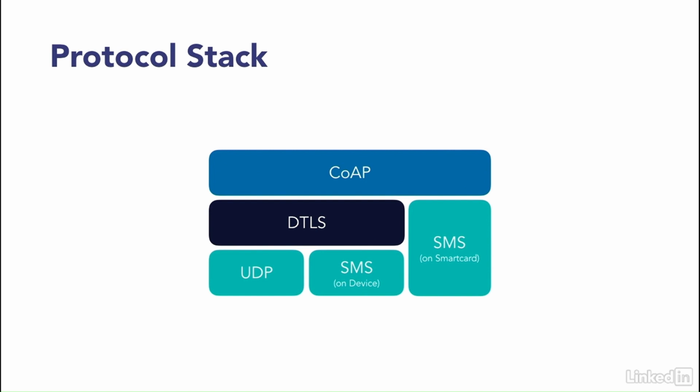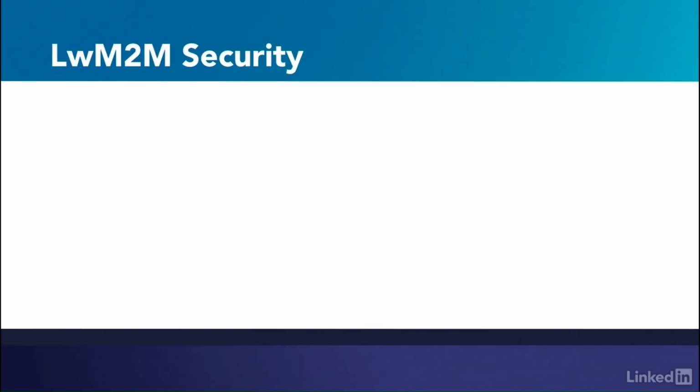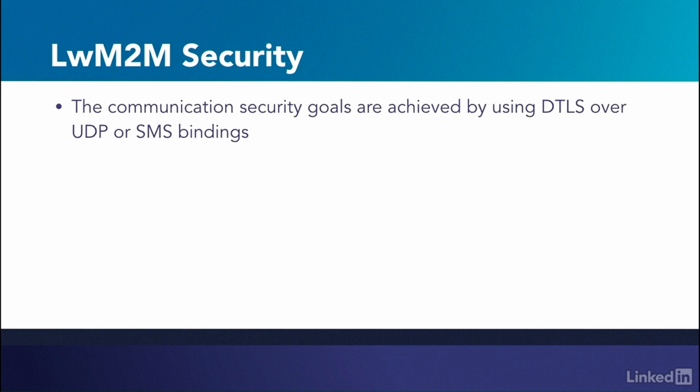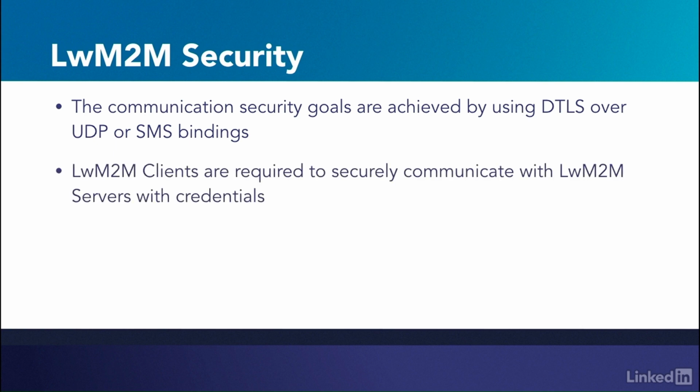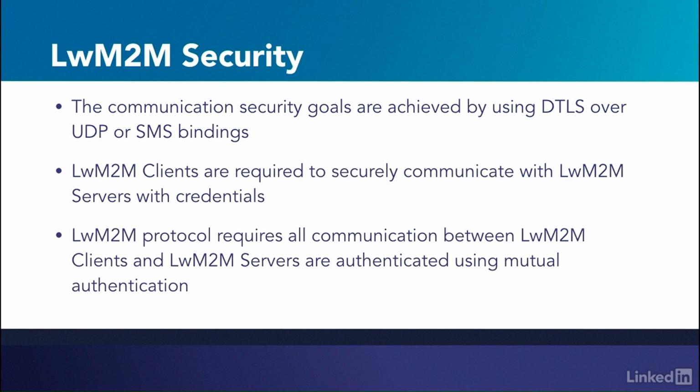In this diagram, we can see the application layer protocol CoAP uses the UDP and SMS bearers at the transport layer. The lightweight M2M protocol utilizes DTLS-based security with UDP and SMS bindings for meeting the communication security goals, such as authentication, confidentiality, and data integrity. The lower layer security can be used as an alternative. Basically, lightweight M2M clients require credentials to securely communicate with lightweight M2M servers. Lightweight M2M protocol recommends that all communications between lightweight M2M clients and the servers are authenticated using mutual authentication.